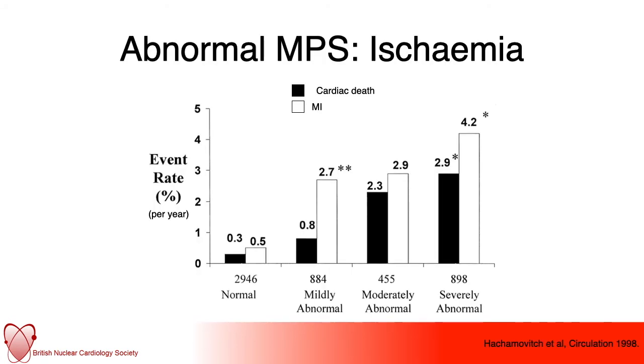So just going back to some more of the data, this is data from Hachamovich from back in 1998. We already know that a normal study is reassuring and an abnormal study carries a degree of risk, but actually what matters is how abnormal the study is. Quite intuitively, but it's nice to see it in the data, the more abnormal your scan, the higher the risk of both cardiac death and myocardial infarction.